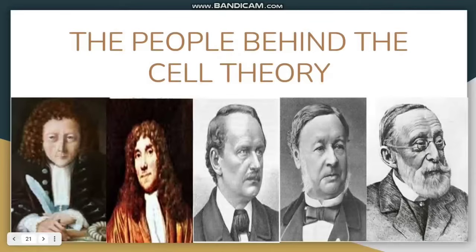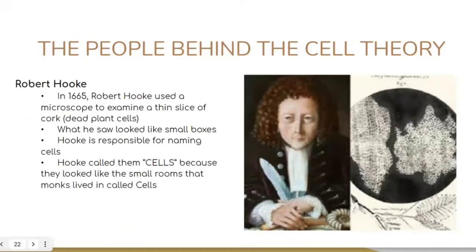Let us know the people behind the cell theory. Let us have Robert Hooke. In 1665, Robert Hooke used a microscope to examine a thin slice of cork, which is dead plant cells. What he saw looked like small boxes. Then Hooke is the one responsible for naming cells. Hooke called them cells because they look like the small rooms that monks live in called cells.